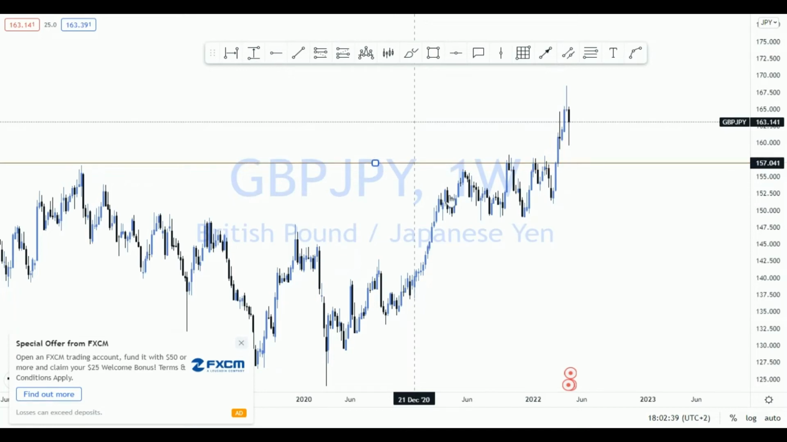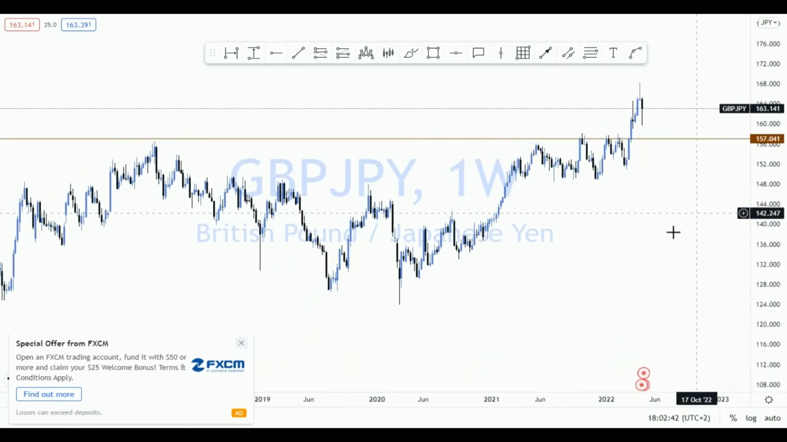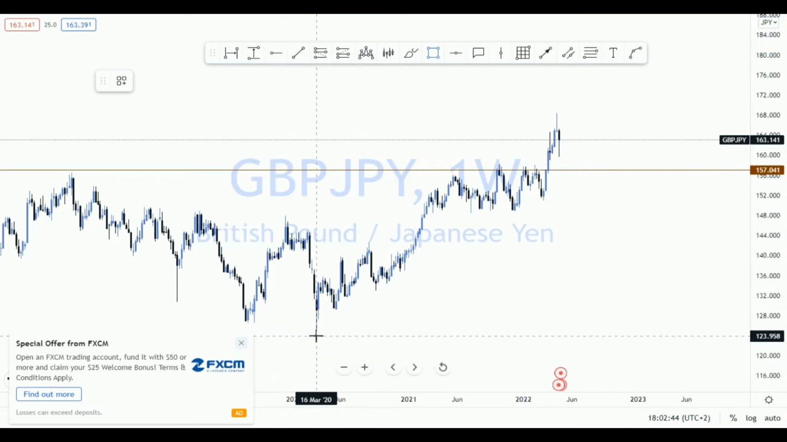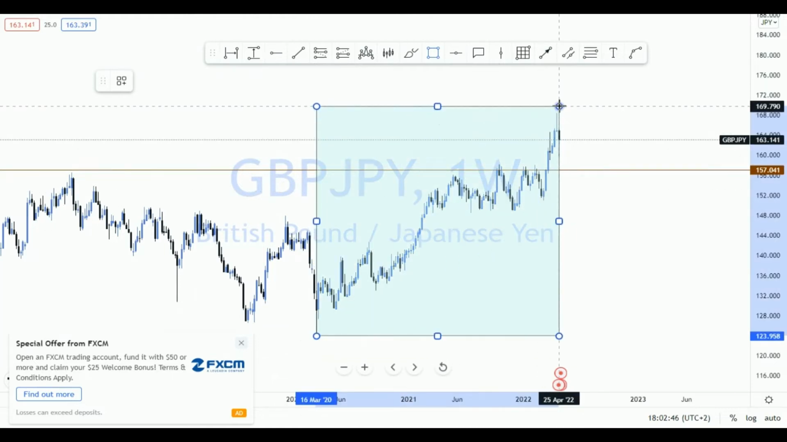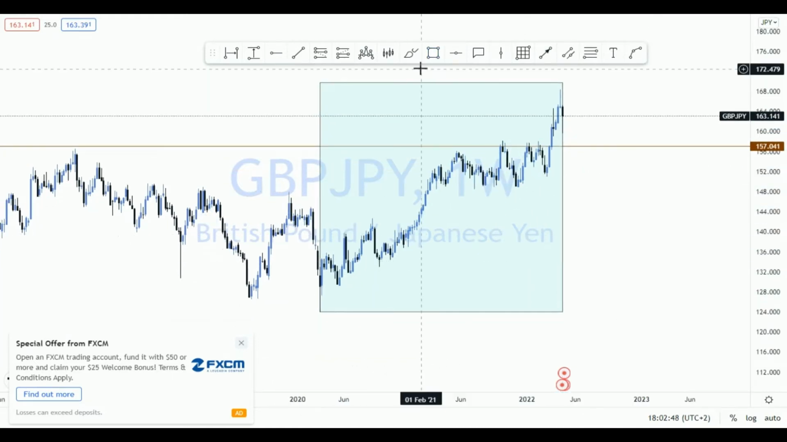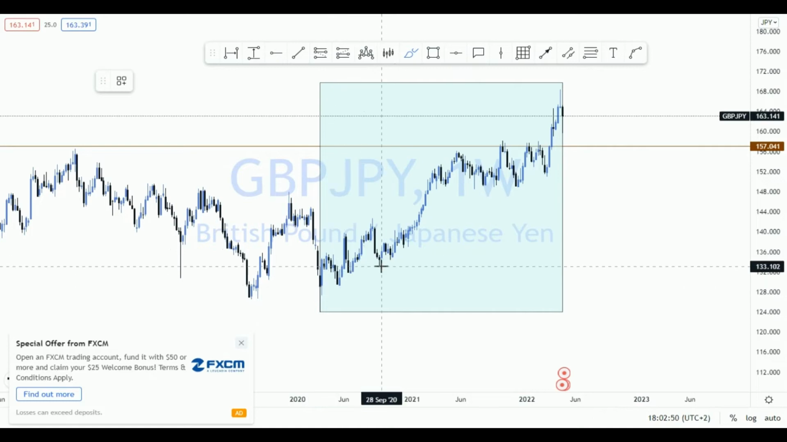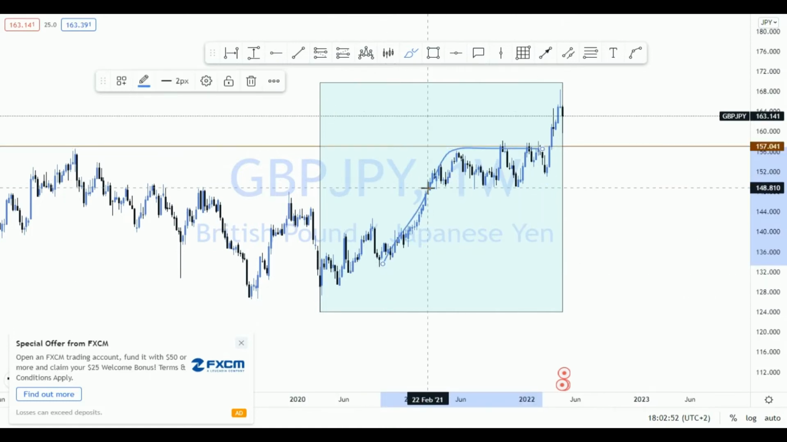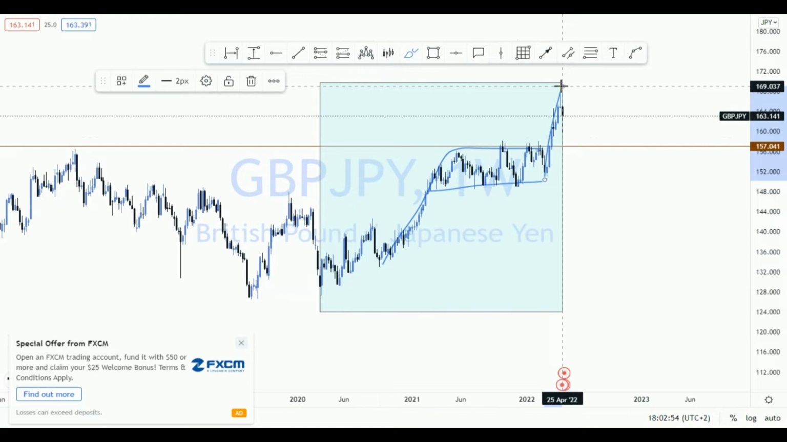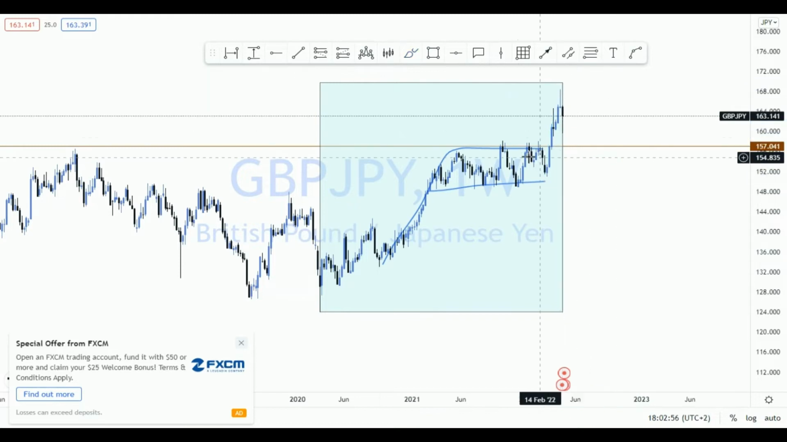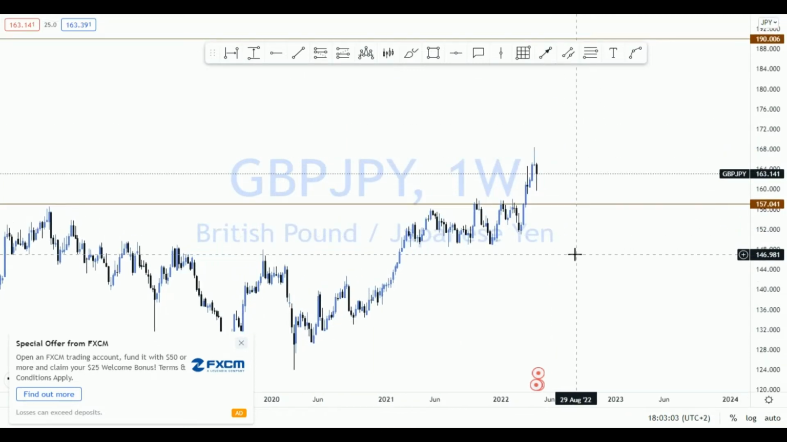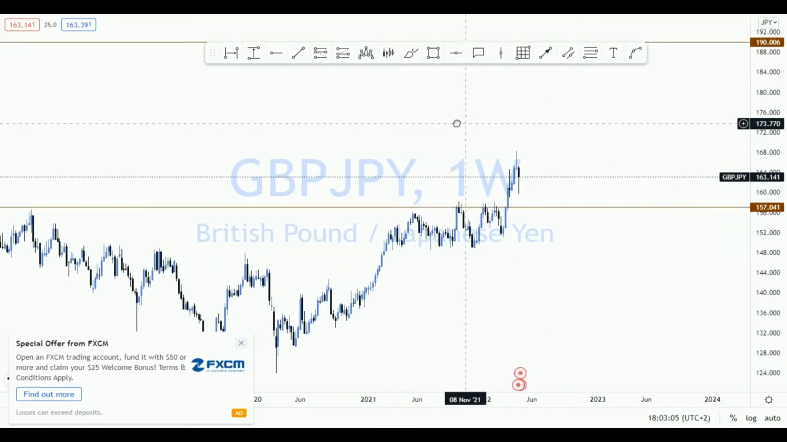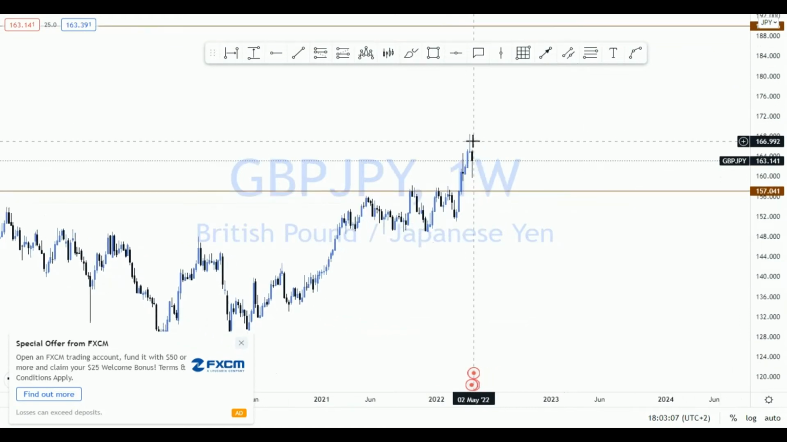Let me just adjust this right here. If we're just going to look at this piece of price action right here, we can clearly see that we've had an impulse, corrective move in the form of a continuation pattern to then carry on pushing price to the upside.